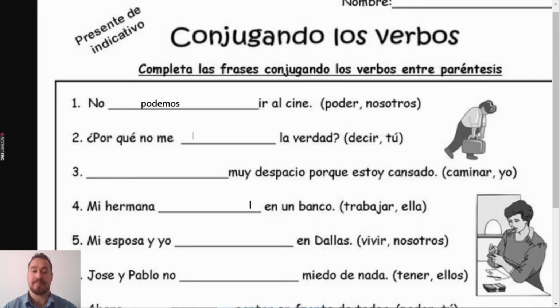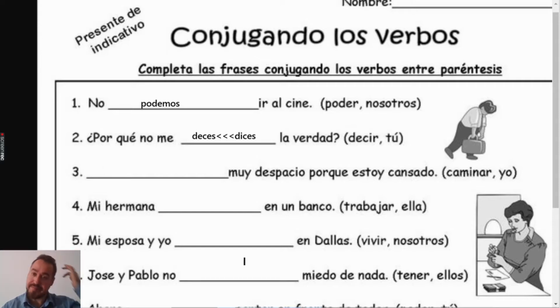Number 2. ¿Por qué no me dices la verdad? So, why don't you tell me the truth? So you have the verb decir. You will have this if it were a regular verb, but remember what I told you. With the irregular verbs, you're gonna change something else. So in this case, this becomes dices, because it's an irregular verb, okay? I'll talk more about that in the future, okay?